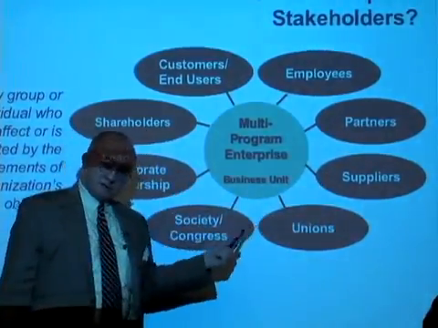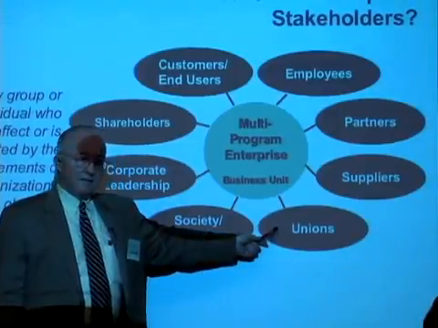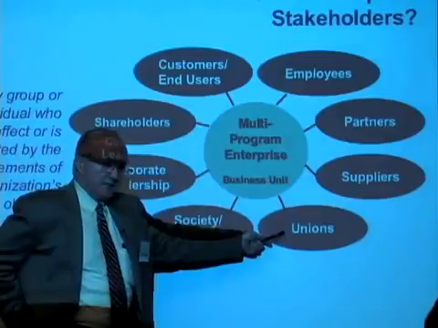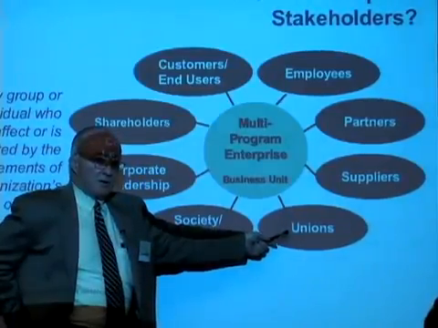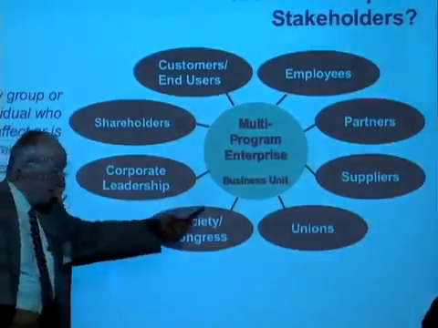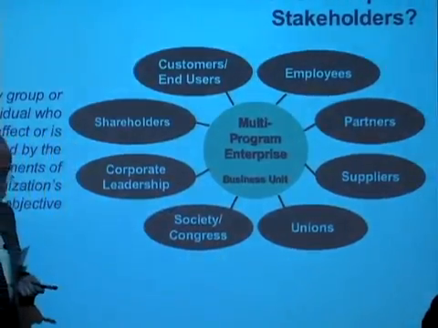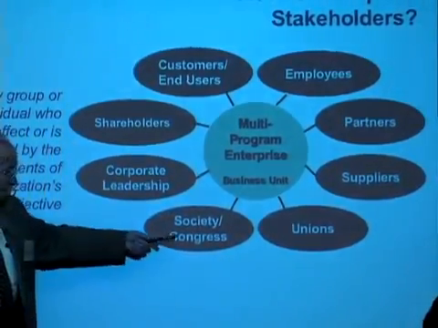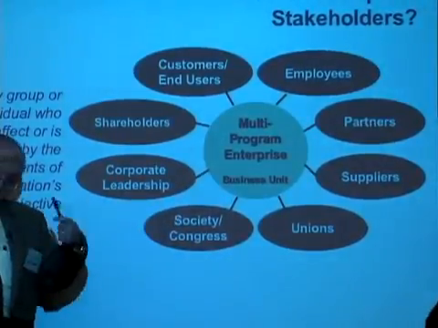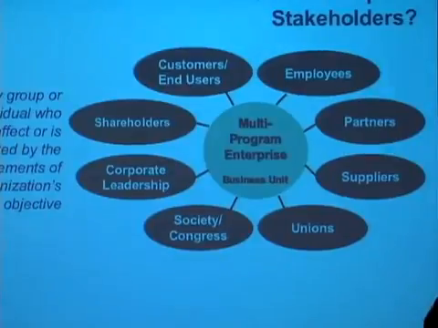You've got the unions, the IAM, which is the machinist union in St. Louis, the United Auto Workers in Boeing, Philadelphia. Society and Congress are stakeholders in this thing, because the fact is that Congress is paying for it, and society is depending on these products, for transportation and for defense and so forth.